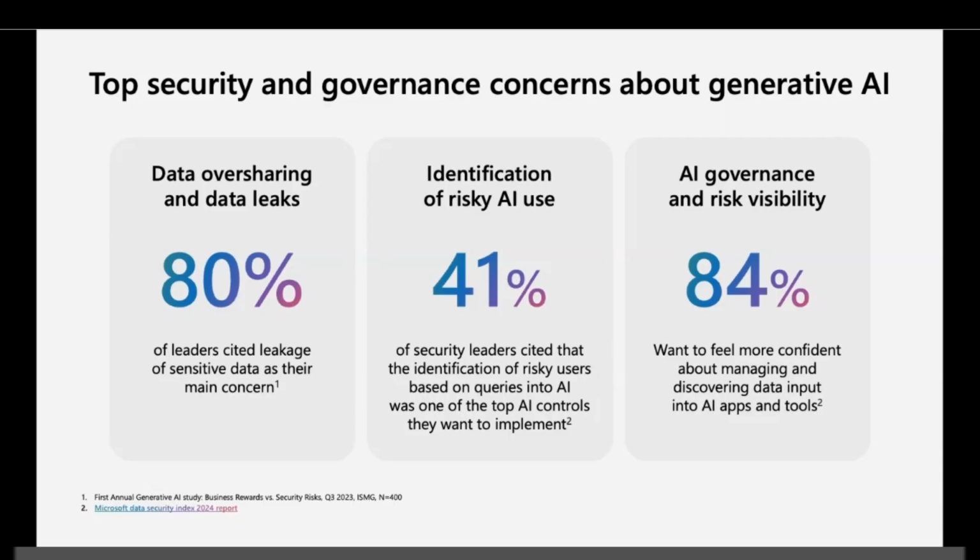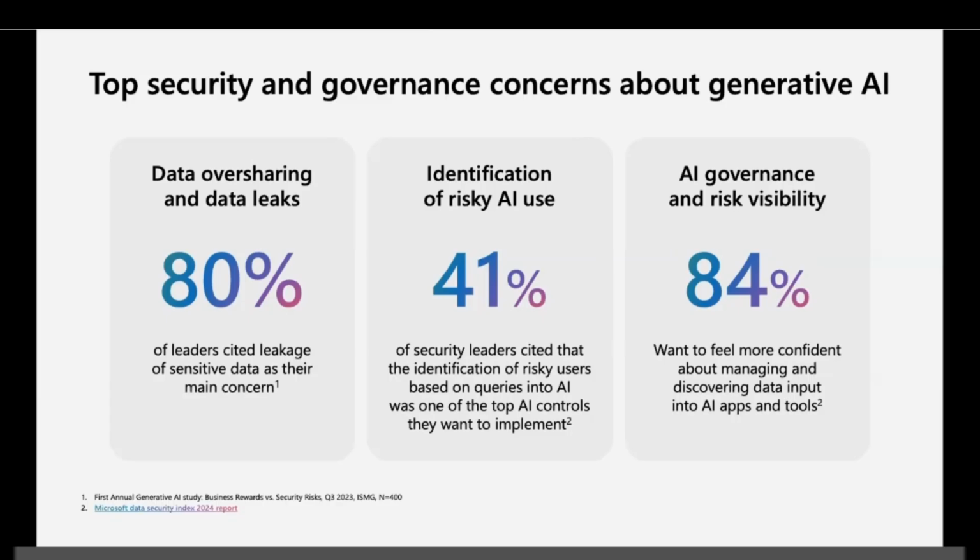So, what are the top security and governance concerns about generative AI? Right, there's several things that are out there. We have lots and lots of customers that are starting to roll this out, but what are the concerns that are there? Okay, so the first in here is data oversharing and data leaks. So, 80% of leaders have cited leakage of sensitive data as their main concern. How many folks out there have had something come to them from their boss or their leadership or even maybe one of their peers and said, hey, I want to start turning on Copilot, but I have a lot of concerns about, could our sensitive data get into a large language model, or could it get in the wrong hands, or could the wrong people have access to something they're not supposed to?